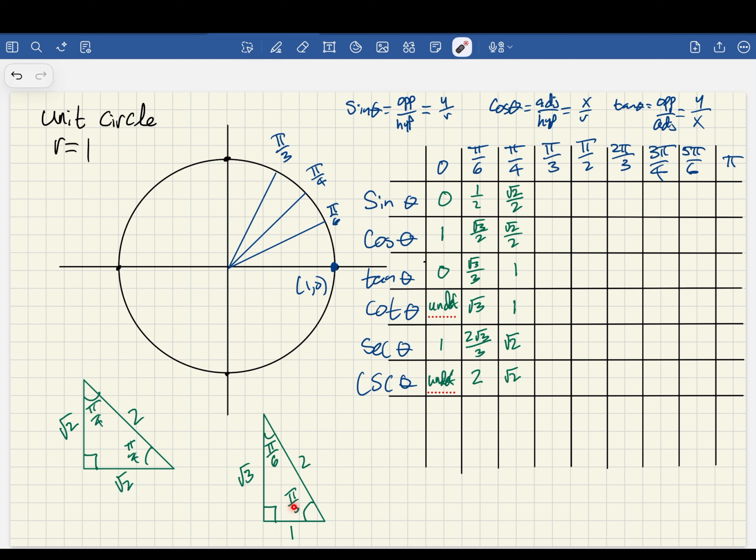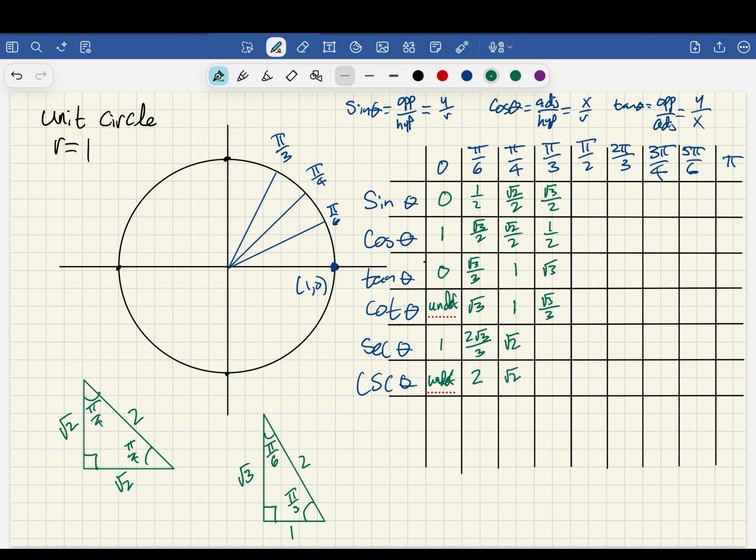Now looking at the triangle where pi over 3 is an included angle, we can find the sine function value to be the square root of 3 over 2, opposite over hypotenuse. The cosine would be 1/2, adjacent over hypotenuse. The tangent would be the square root of 3 over 1, or the square root of 3, opposite over adjacent. The cotangent would be the adjacent divided by the opposite, 1 over the square root of 3, which we would rationalize to get square root of 3 over 3.